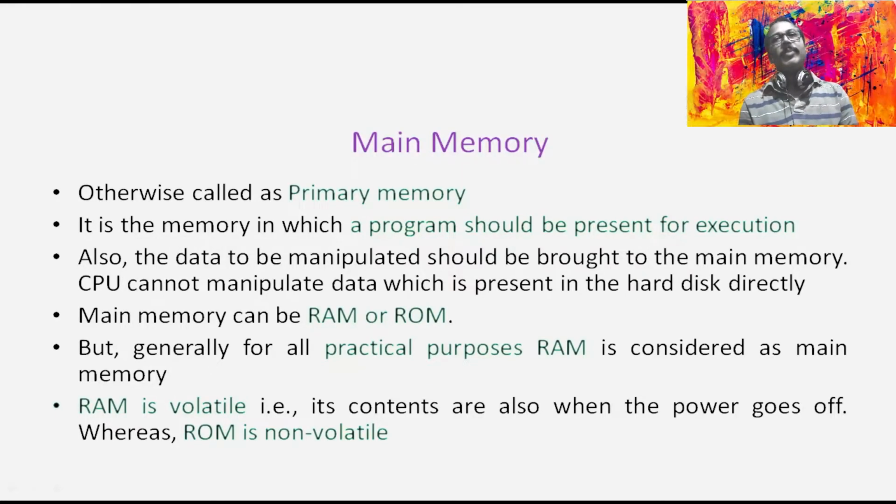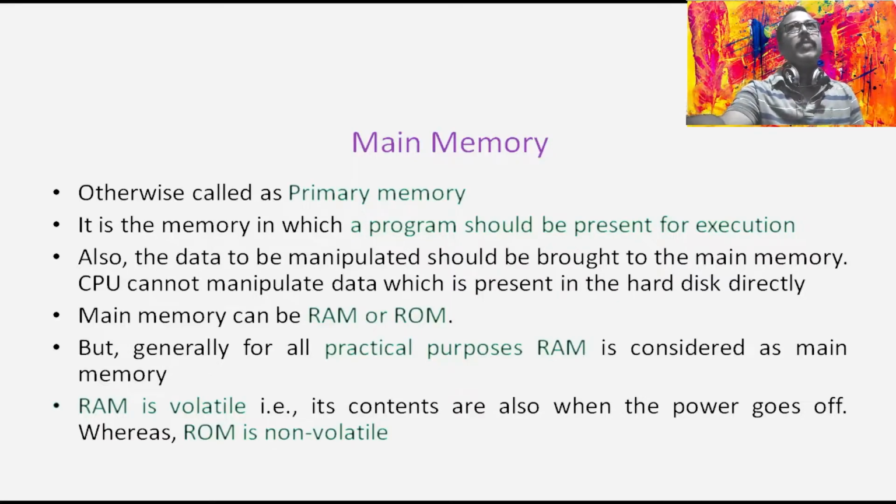Next is main memory, otherwise called primary memory. It is the one that is required for execution of the programs. If you want your program to be executed, then it should be loaded into the main memory. In that case only will the program be executed.